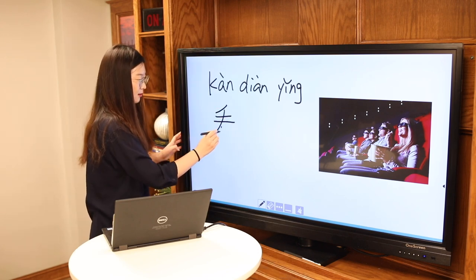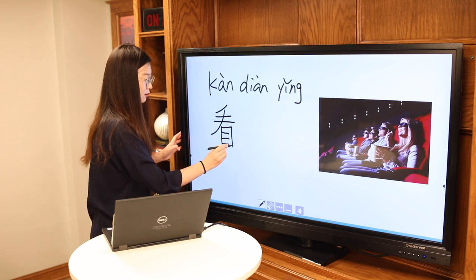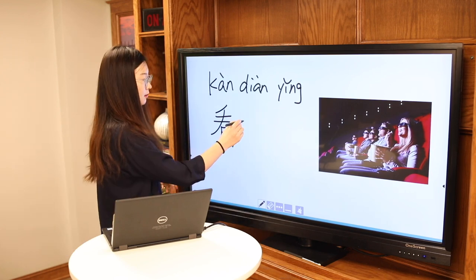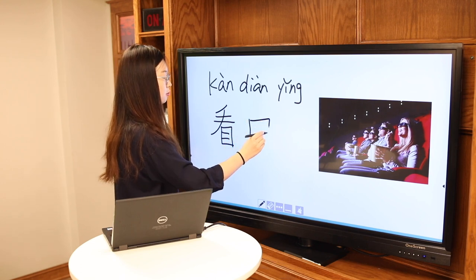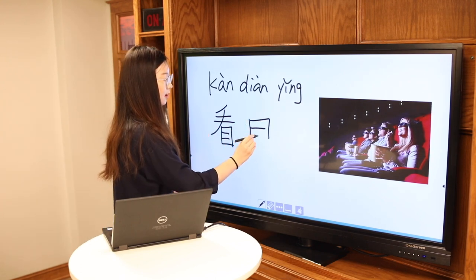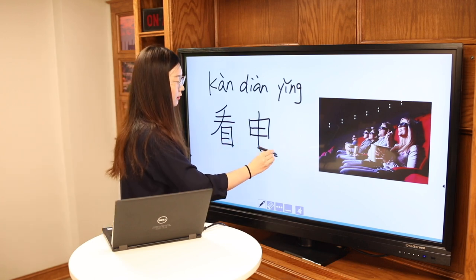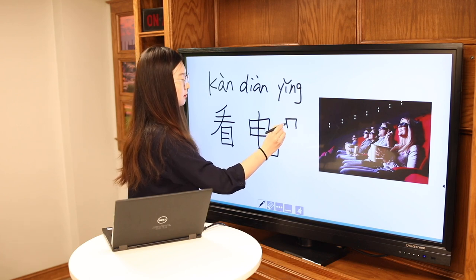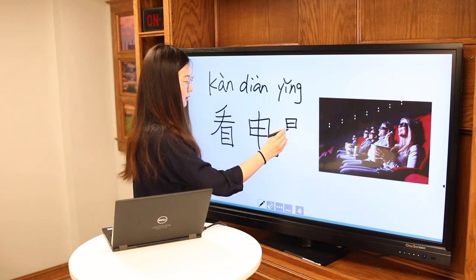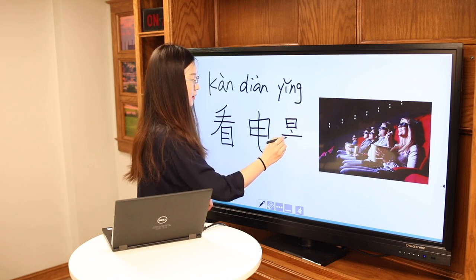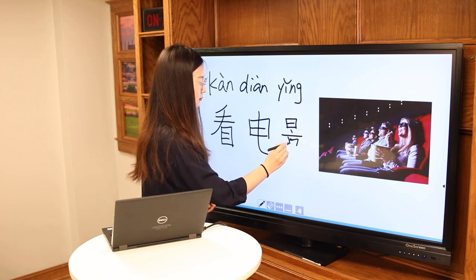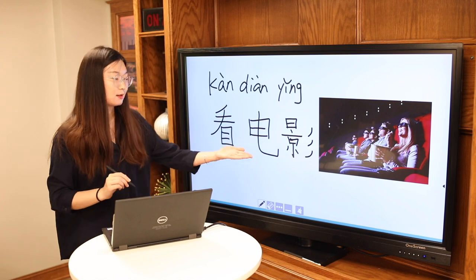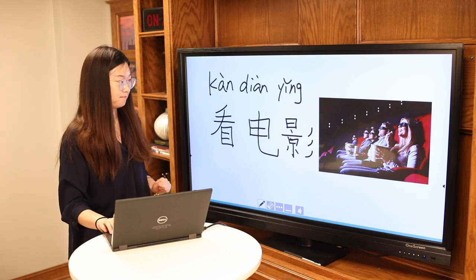Kan, look or watch. And the character for eyes is at the bottom. Kan, and then dian, shu, heng shu, heng heng, then shu wan go, dian, then ying. Ying, the character for the sound, and then dian, heng, the character for jing, as in Beijing, okay? And then pie, pie, pie, dian ying, kan dian ying, watch movies, okay?